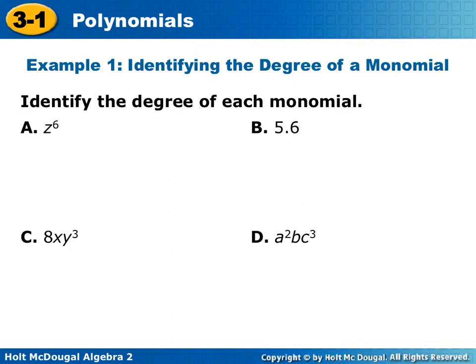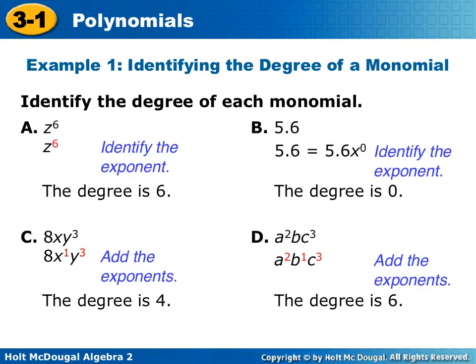C, 8x y cubed, it's x to the first y cubed, so add 1 plus 3, that's a 4th degree. And D is going to be similar, it's 2, b to the first c cubed, so it's 2 plus 1 plus 3, which makes it a 6th degree, and you'll see the answers here in a second.